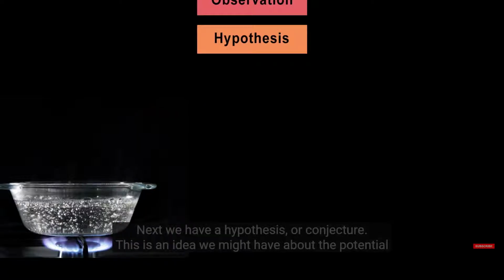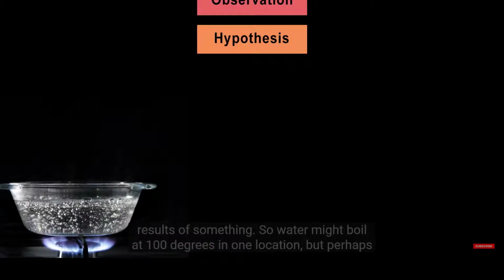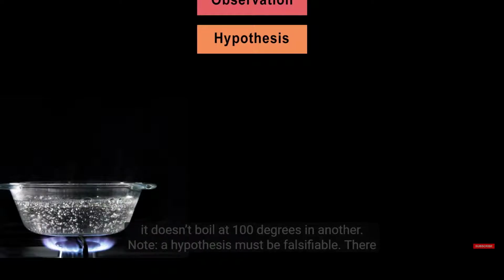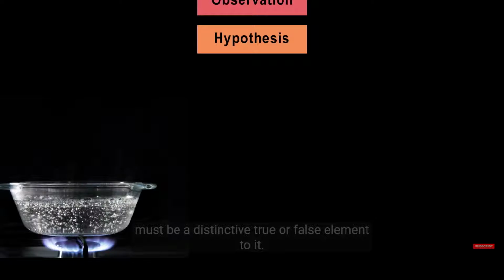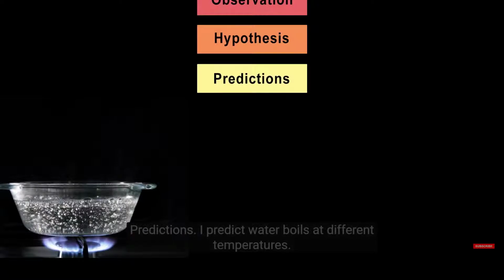Next, we have a hypothesis or conjecture. This is an idea we might have about the potential results of something. So, water might boil at 100 degrees in one location, but perhaps it doesn't boil at 100 degrees in another. Note, a hypothesis must be falsifiable. There must be a distinctive true or false element to it. Predictions. I predict water boils at different temperatures.